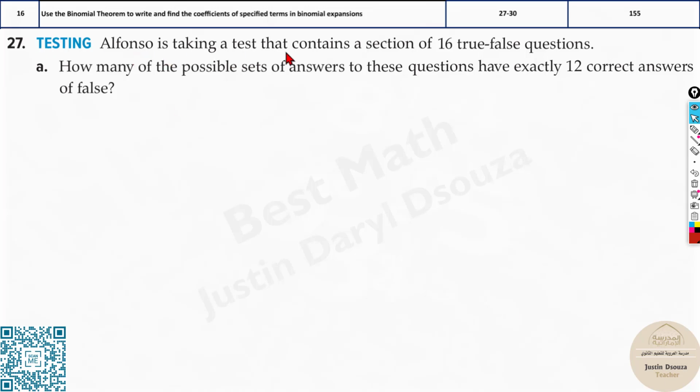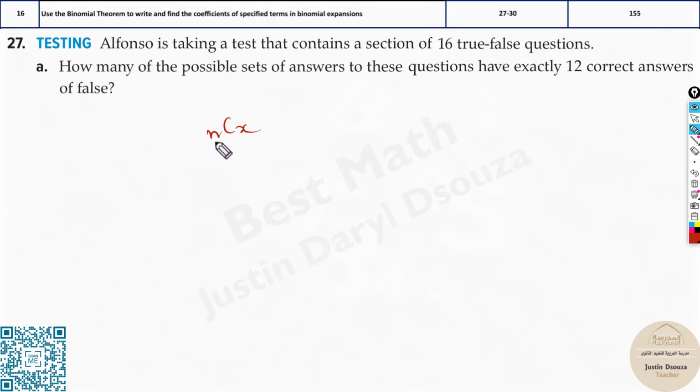Alfonso is taking a test that contains a section of 16 true-false questions. How many possible sets of answers to these questions have exactly 12 correct answers or false? Now, the most important thing is it's not about probability. They are just telling you possible sets. It's like a counting problem. If you recall the formula, nCx, that's it.